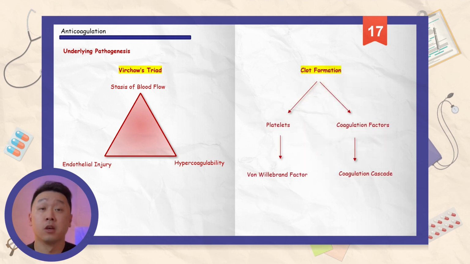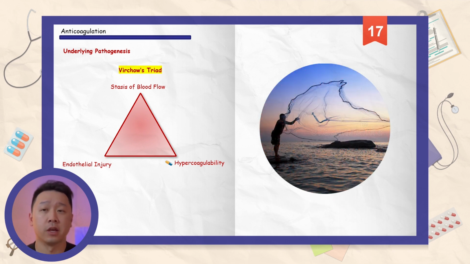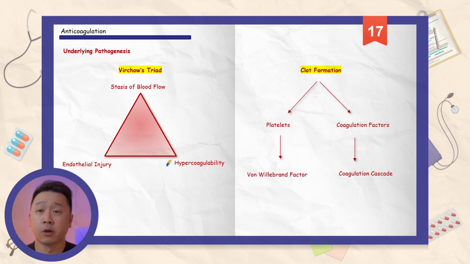And finally, COVID-19 is a prime example of hypercoagulability through the activation of neutrophil extracellular traps, which essentially is like the release of the inner contents of the white blood cell, like casting a fish net, which then ultimately triggers inflammation and the recruitment of platelets. Hypercoagulability is the body's intrinsic factor that increases the chance of clot formation.